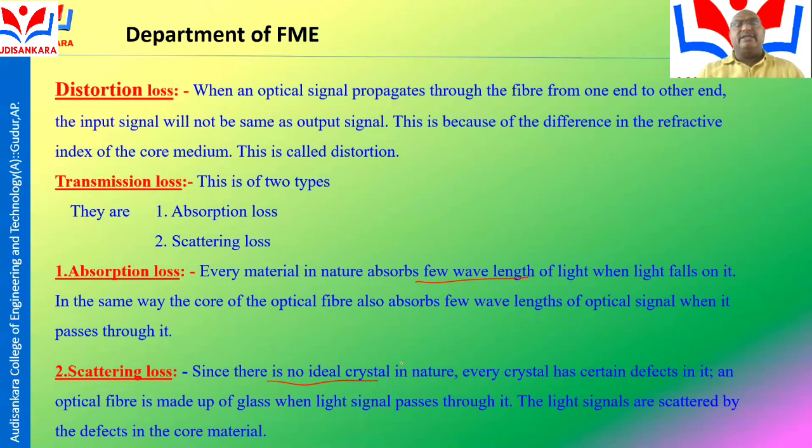There is no ideal crystal in nature and the universe. Every crystal has certain defects like vacancy, Schottky, Frenkel defect, interstitial defect, substitutional defect, line defect, electronic defect. So many defects. That means there is no ideal crystal in the universe. Every crystal has some certain crystal defects in it. An optical fiber is made up of glass or plastic material. When the light signal passes through it, the signals are scattered by the defects in the core material. So that is called the scattering losses.